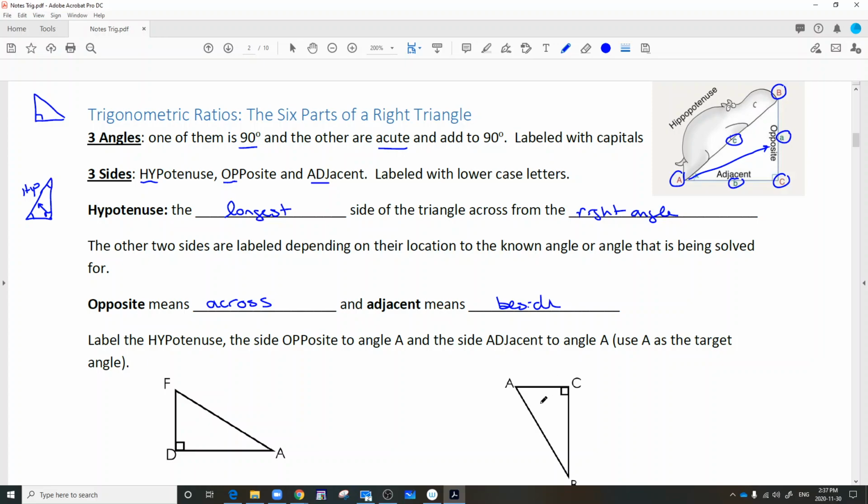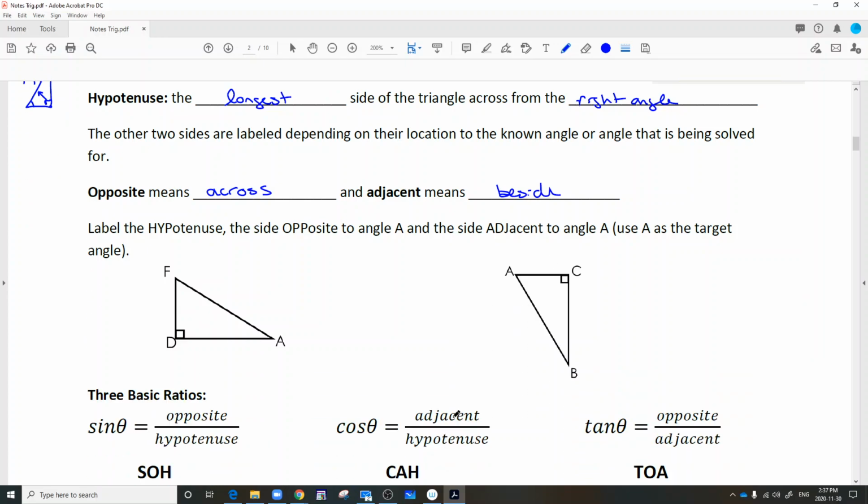So if we look at these 2 triangles, what I want you to do is start off by labeling the hypotenuse. It's easy. The hypotenuse is always the side across from the right angle. So which one's the hypotenuse in this triangle? Hopefully you all had a little think and you said, it's here. This would be side little c, or you could call it side AB, but it's the one that's across from the right angle. Now we want to label the other 2 sides opposite and adjacent.